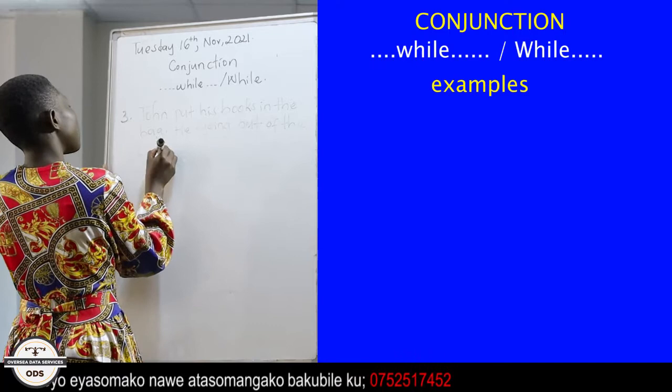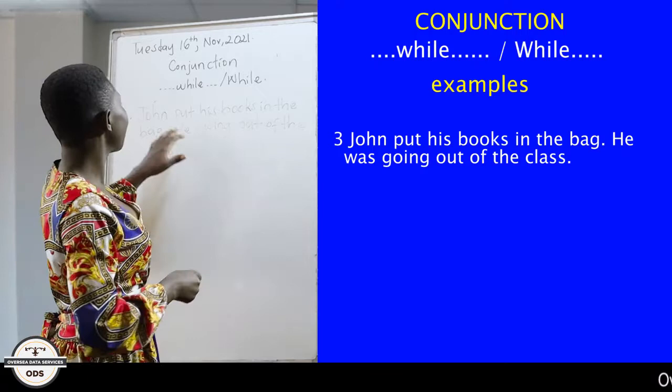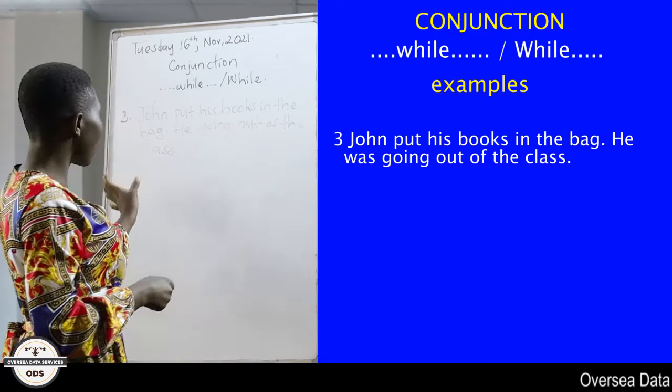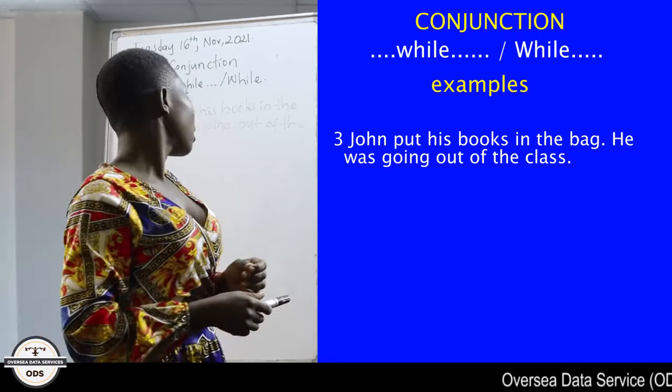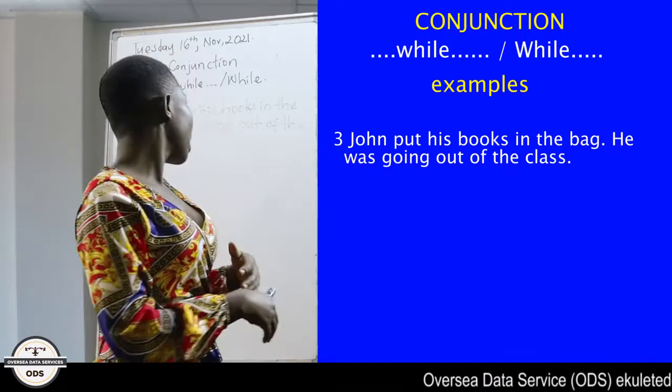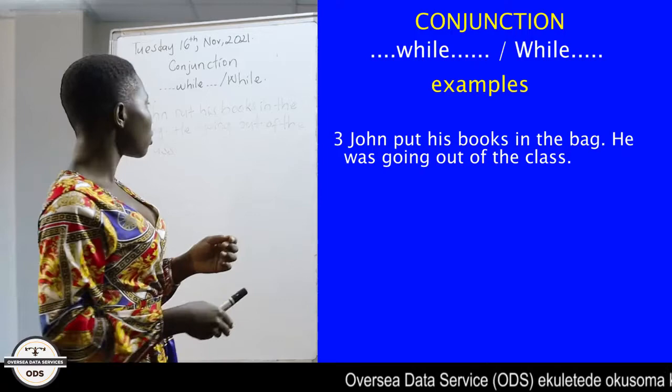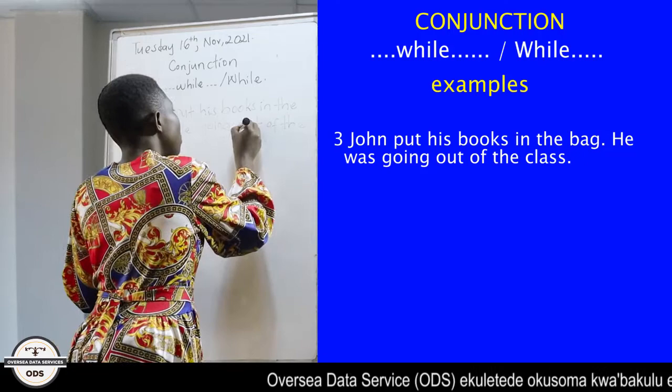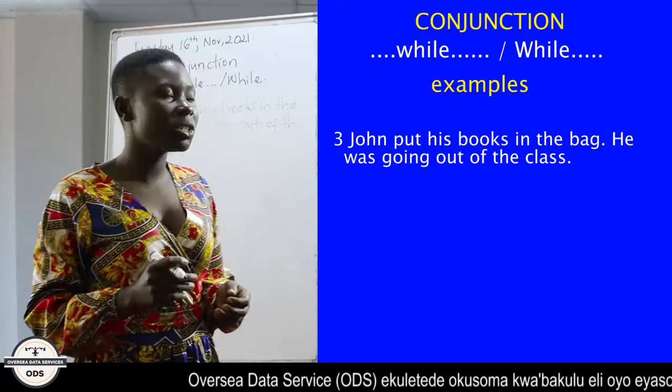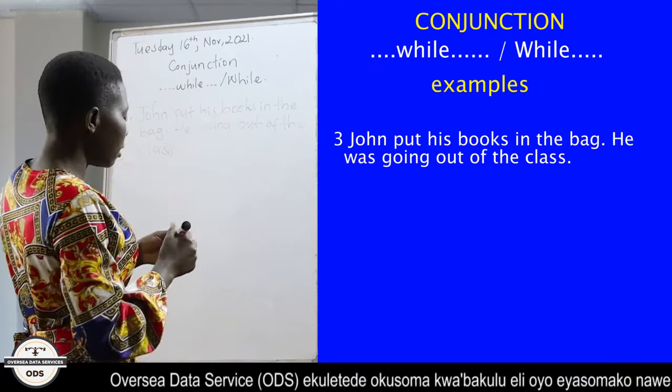We are seeing that John put his books in the bag. He was going out of the class. We are seeing two things happening at the same time: putting his books in his bag and moving out of the class. The lessons were done, so he wanted maybe to go home. So what he did, he put his books and he moved out of the class. Those are two actions happening at the same time. So we are going to use while in the middle and while at the beginning of a sentence.